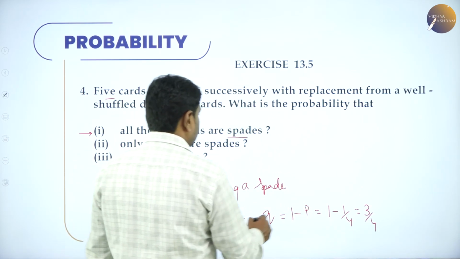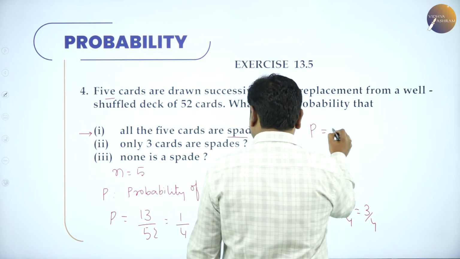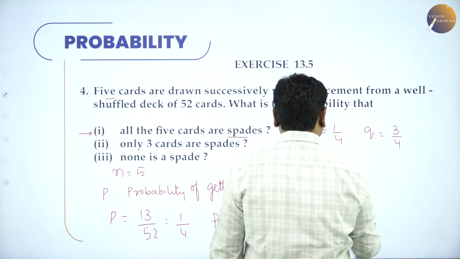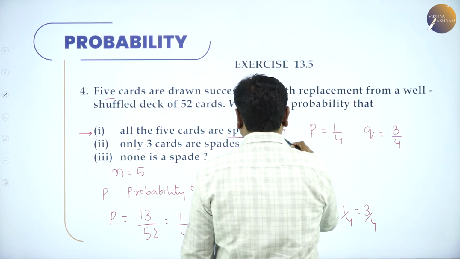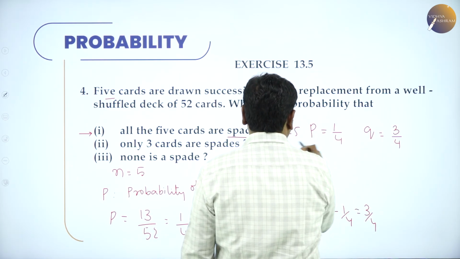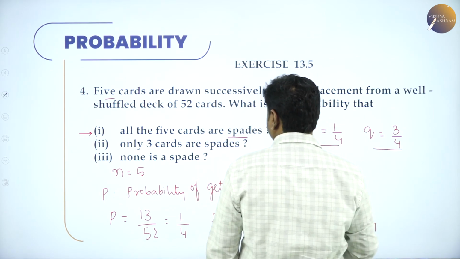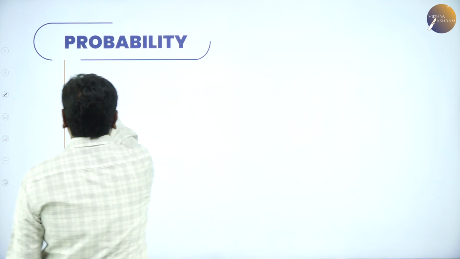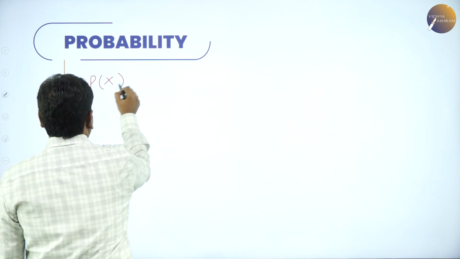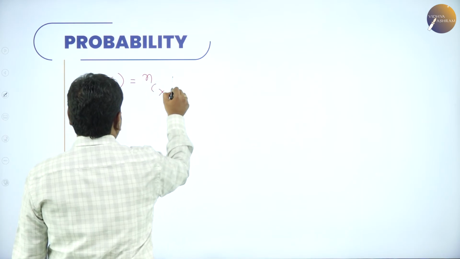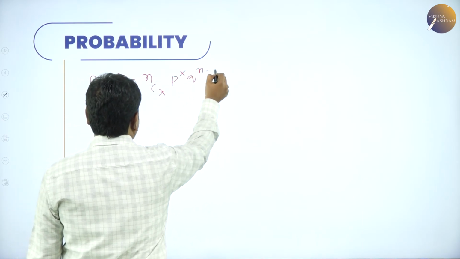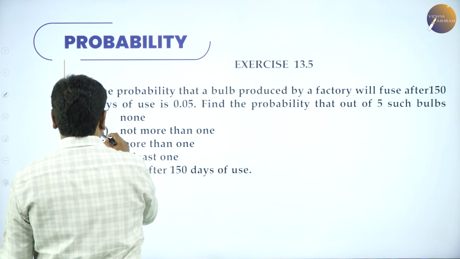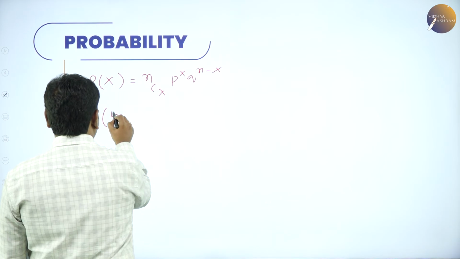So now we have the probability of success P as 1 by 4, and the probability of failure Q as 3 by 4. The total number of cards we are drawing is 5. N is 5, P is 1 by 4, Q is 3 by 4. They are asking that all 5 cards are spades, so P of X is 5. What is the P of X formula? P of X is NCX, P power X, Q power N minus X. So the probability of getting 5 cards as spades means P of 5 is wanted.